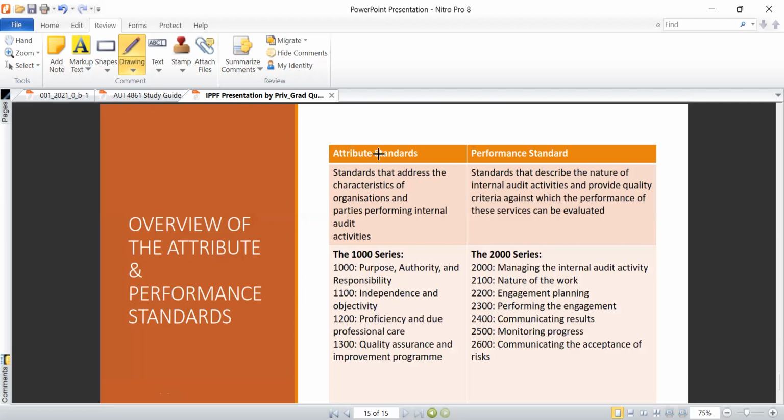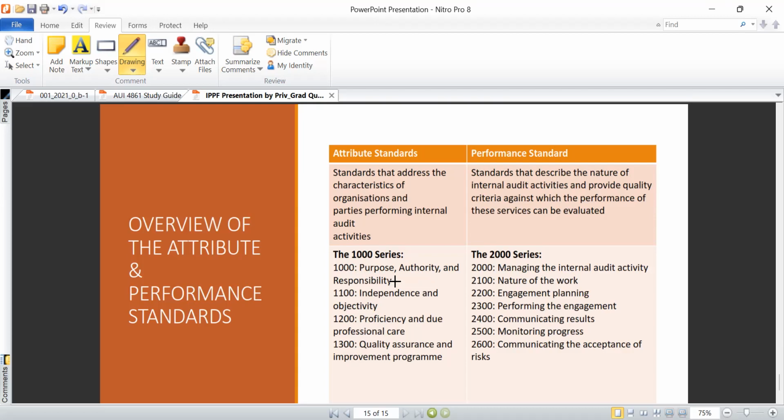But anyways, like I said, the IPPF standards, it's broken down into two. So the first group is called attribute standards. We call these ones the 1000 series. Performance standards, we call it the 2000 series. So like I said, if you look at the attribute standards, they are dealing with the auditor and the work they do.